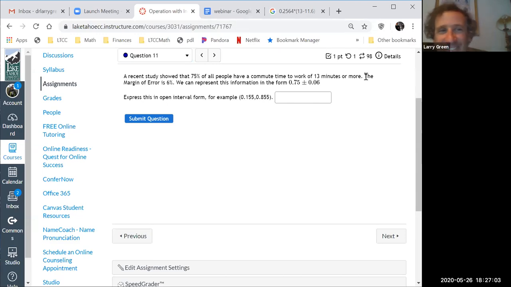Okay. So the margin of error is 6%. We can represent this information in this form, 0.75 plus or minus 0.06. Express this in the open interval form, for example, parenthesis 0.155, comma 8.55.